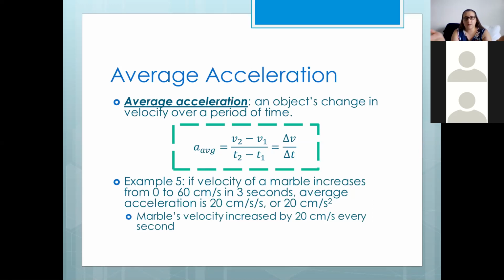And here's just an example to cement it in your brain a little bit. If the velocity of a marble increases from 0 to 60 centimeters per second in 3 seconds, then its average acceleration is 20 centimeters per second squared. Right? 60 minus 0 over 3 minus 0 gives us 20. And that's because the marble's velocity increased by 20 centimeters per second every second on average. Okay, so that's the way that we would use this particular equation.